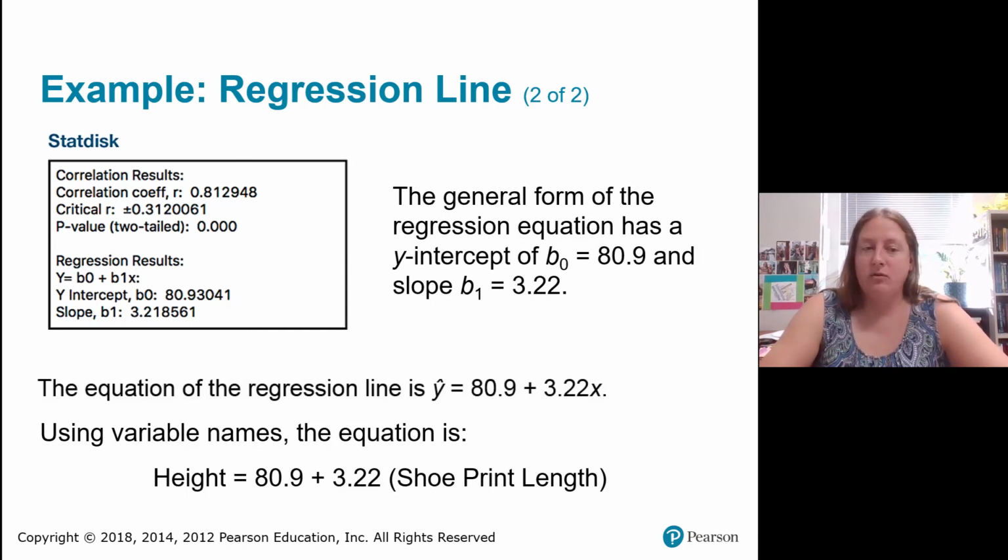And a lot of times, since y hat and x are variables and they stand for something, to tell people what they stand for, we'll present the regression line equation as actually saying what those things mean in place of them. So y hat stands for the height. It's our predicted height is going to equal 80.9 plus 3.22 times x, which was the shoe print length. So in writing that equation out with what the variables actually mean, then we get that really nice to present equation.